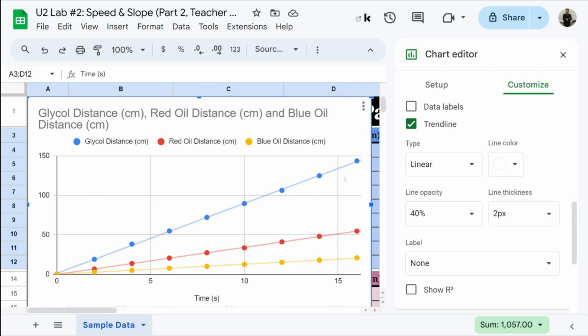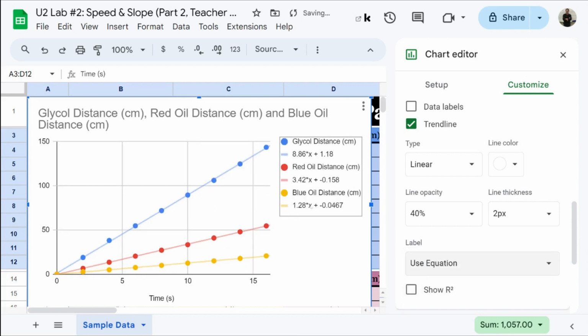So our glycol is the thinnest liquid out of these three, whereas our red line, our red oil, is kind of in the middle, and our blue oil is the thickest. It's the most viscous out of these three. By putting the equation of the trend line on here, this number in front of the x is the slope. It is the rise over the run, the distance over the time. So it is the number of centimeters the bubble travels per second.